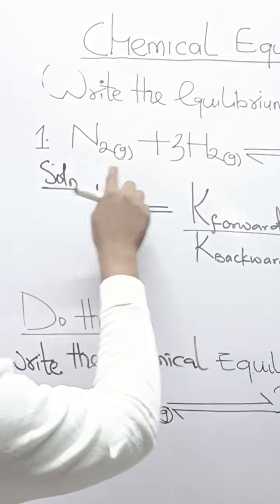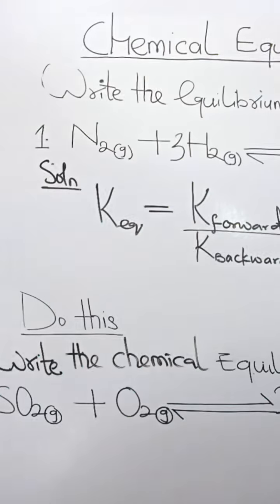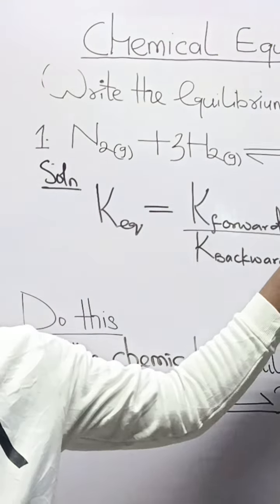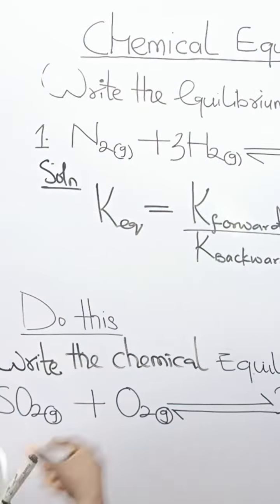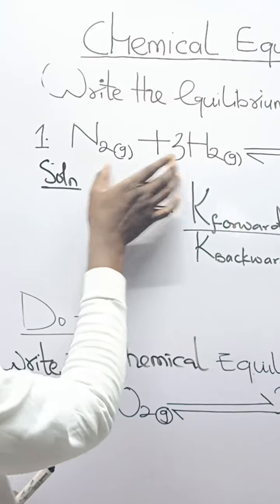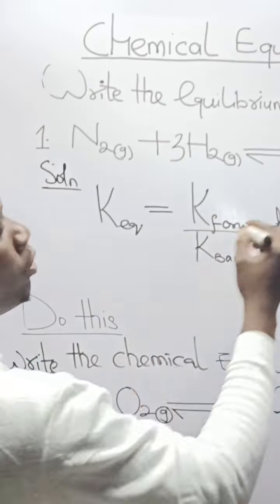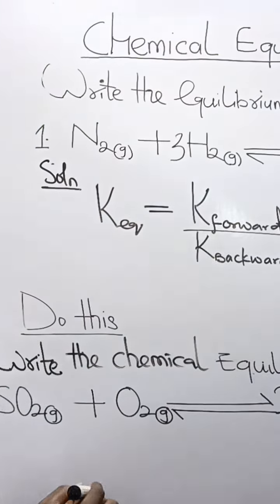So if we look at this reaction, we'll see that they are all gases. So none of them is equal to 1. So how do you do it? Very easy. It is the forward divided by the backward. But how do you write the forward? This is what we simply do.